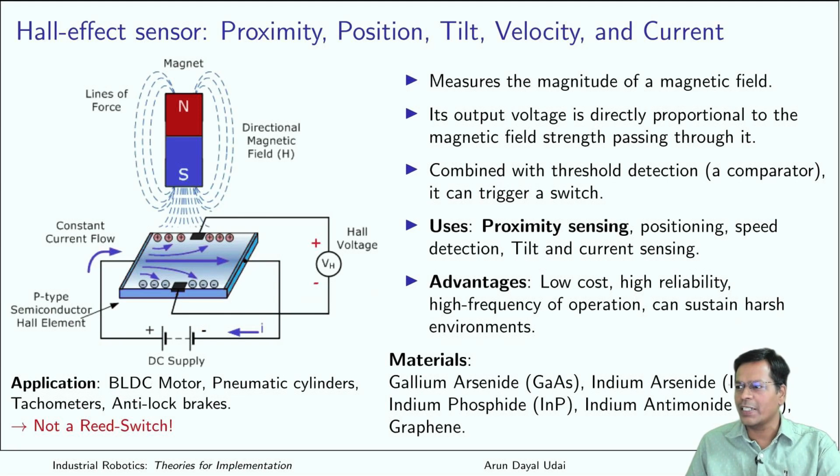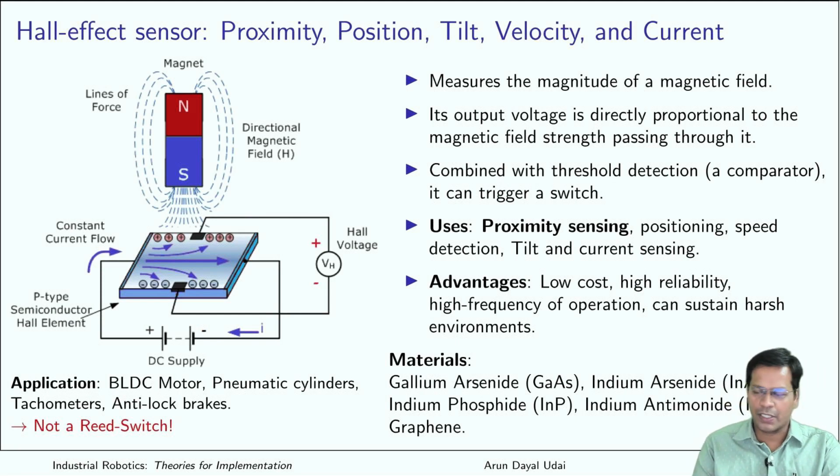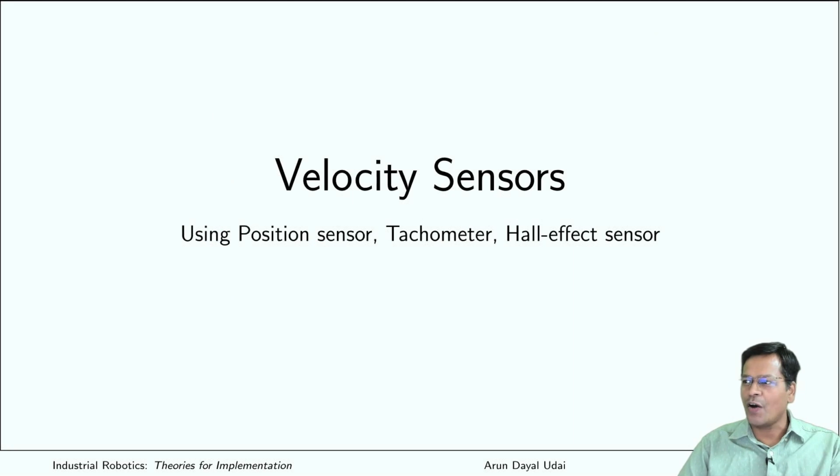These materials are like gallium arsenide, indium arsenide, indium phosphide, indium antimonide, graphene. These are a few materials which have this type of property. Now let us discuss velocity sensors, that is, using the position sensors, the number of position sensors that we have learned so far, using a dedicated tachometer and Hall effect sensor, which we just discussed. So let us begin again.